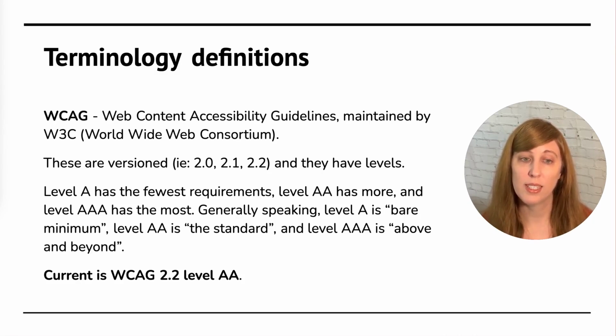Within these guidelines, they have different levels. Level A has the fewest requirements. Level AA incorporates everything in Level A and adds some more requirements. And finally, Level AAA has the most requirements, incorporating everything from A and AA. Generally speaking, AA is used in all of the laws. The current version of WCAG is 2.2 Level AA, but you will also hear 2.0 and 2.1 throughout this presentation as they apply to different laws.